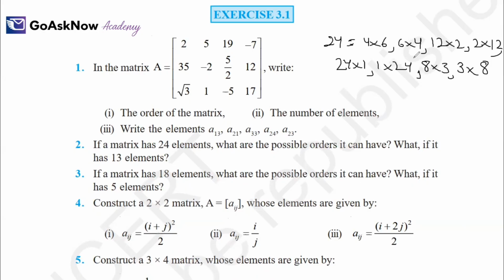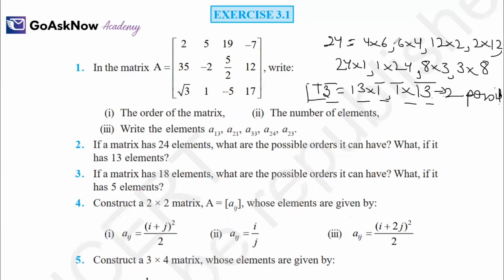What if it has 13 elements? So what will happen if it has 13 elements? What are the factors of 13 in natural numbers? So 13 into 1 and 1 into 13. Can you find another product of natural numbers equal to 13? No. So these are the only two possible orders.